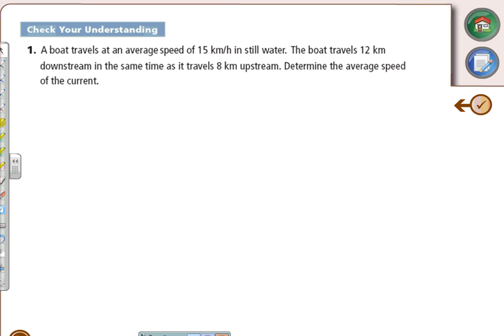All right, so here's another real-world problem involving motion. A boat travels an average of 15 kilometers per hour in still water. The boat travels 12 kilometers downstream in the same time as it travels 8 upstream. Determine the average speed of the current. First thing you have to decide, is this a total or an equal question? And they're saying same time. Same time is equal. So let's go through and set up our little chart. Distance, speed, time.